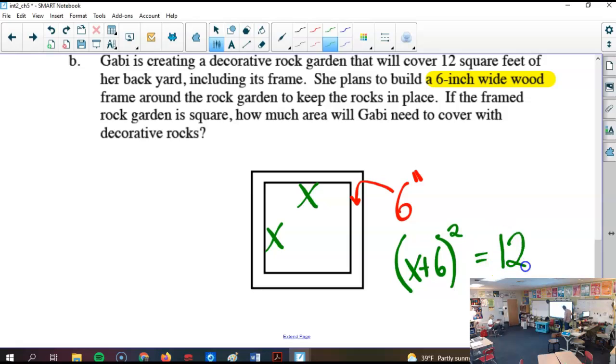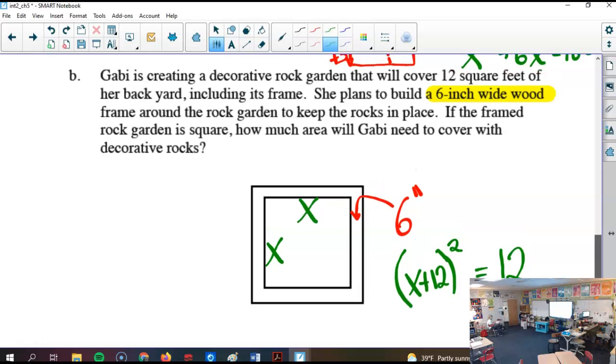Wait, isn't it x plus 12 squared? Yeah. You're right, Jake. And then we just square root both sides and then subtract off 12. Alright, go ahead. But that's not going to be right. Why? Because the square root of 12 is not more than 12. And you can't have a negative area. That just doesn't make sense.